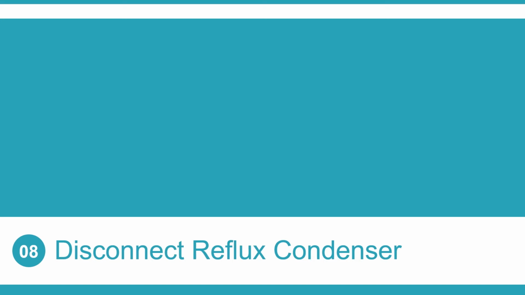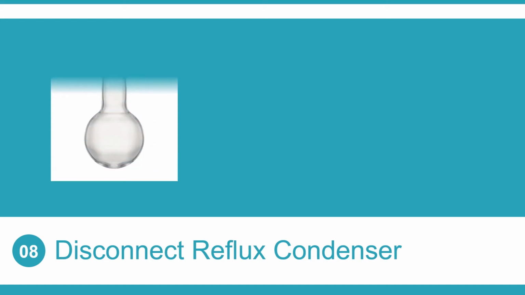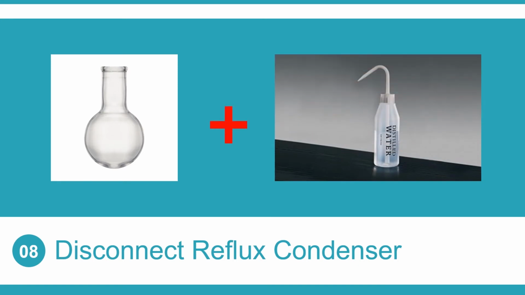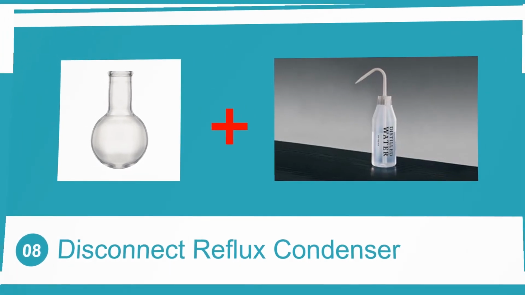2 hours have passed. Now we can disconnect the refluxing flask from the condenser. Add the distilled water into the refluxing flask to dilute the mixture to about twice its volume. Then, let the mixture cool down to room temperature.